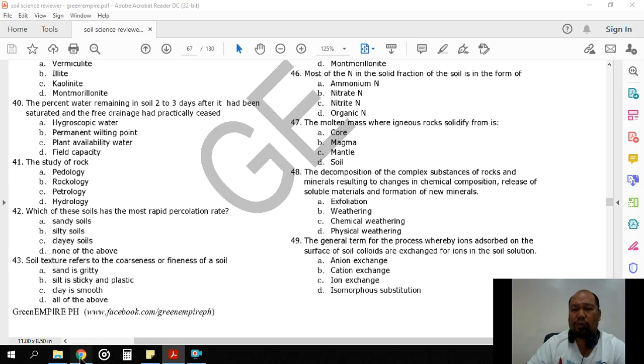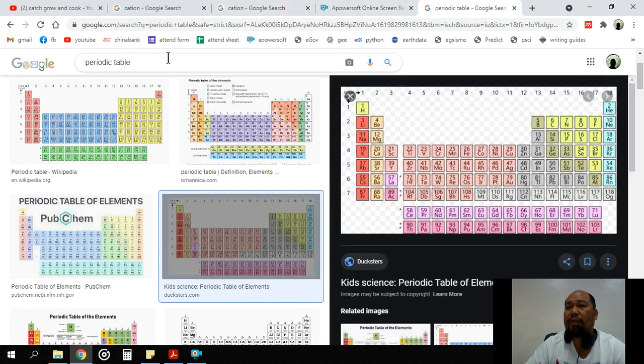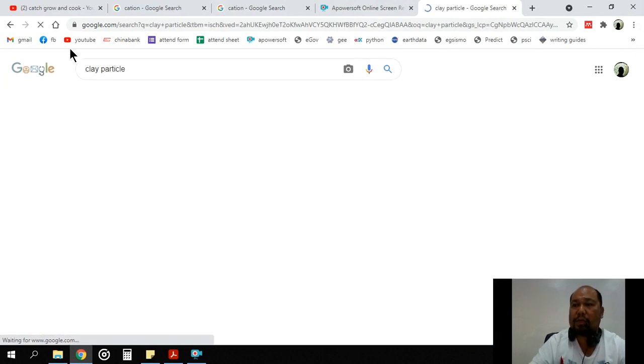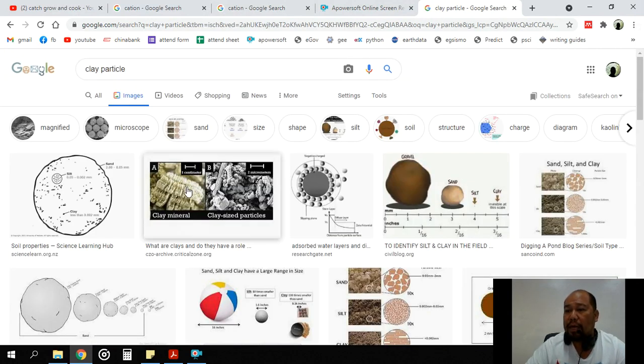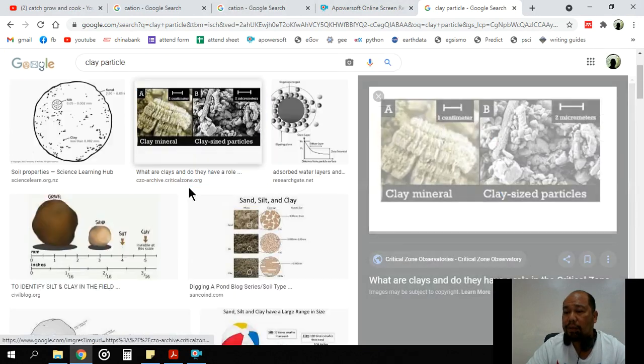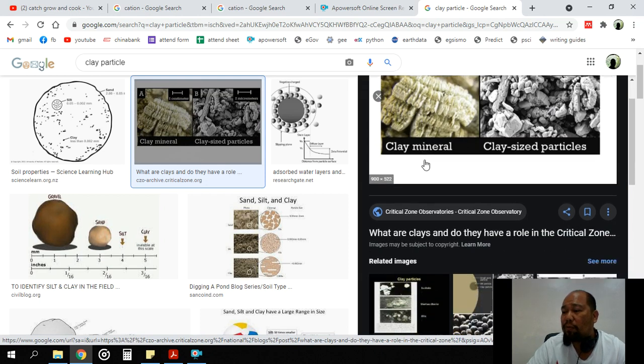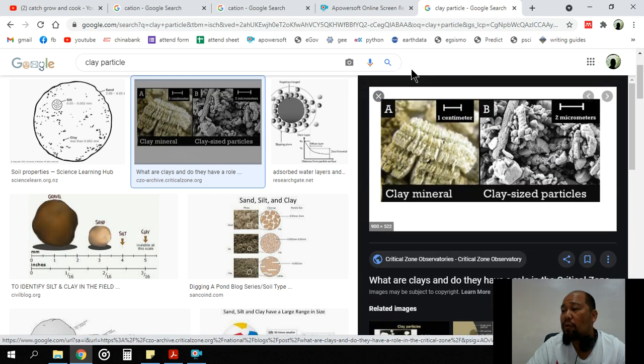I don't know if I can show you an image of a clay particle. Yeah, it looks something like this. This one, a clay mineral. So it looks like a book, no, with spaces in between. Okay, clay size particles. Up close, it looks like a book.